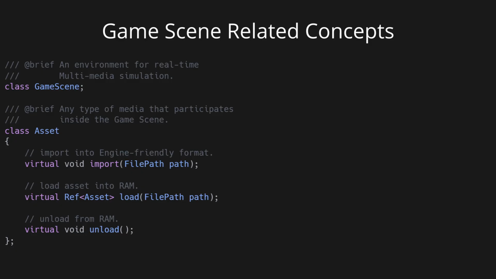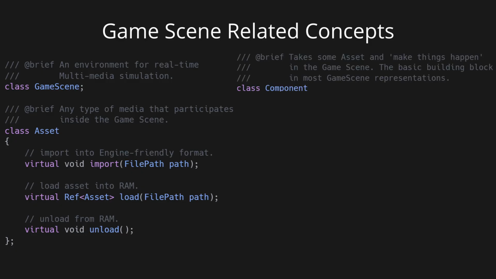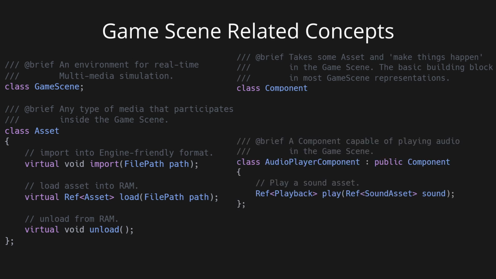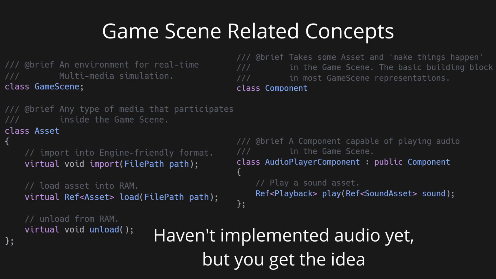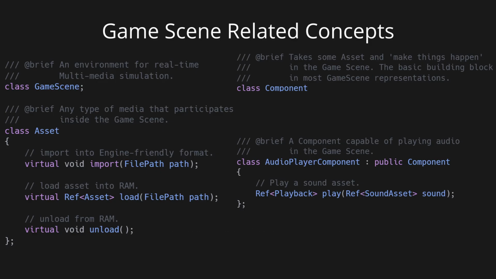But a game asset does not really do much on its own, so we need another idea, components. Here, a component simply provides some type of functionality, usually operating on assets. For instance, an audio player component might take audio assets and then play them in the scene when prompted. In most game engines, assets on their own will not do much. Usually, it is the components in the scene that make things happen.